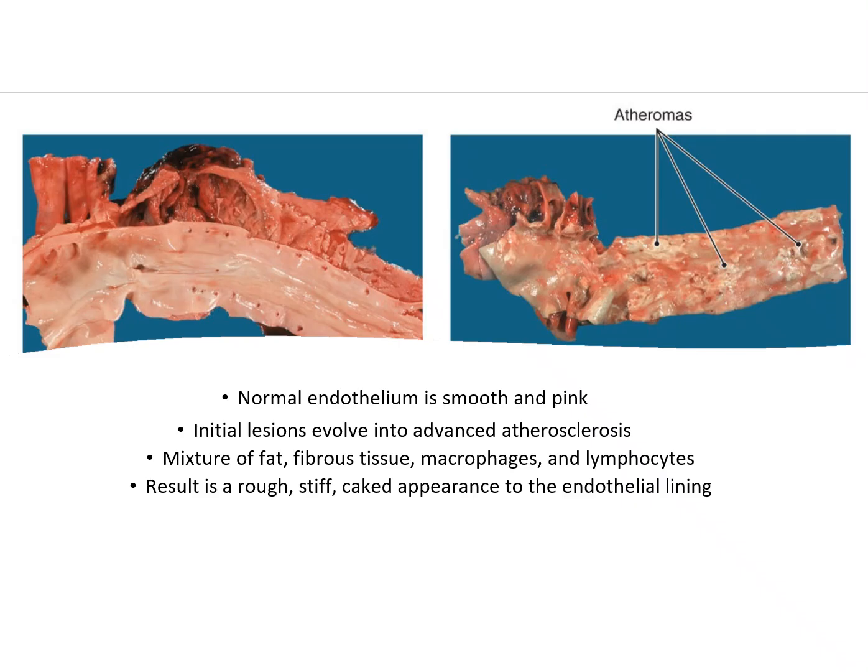From a histotechnology perspective, this gross appearance correlates directly with what we see microscopically, which is thickened intima, inflammatory infiltrates, and fibrous cap formation. So the big picture takeaway is that this slide reinforces an important concept. Atherosclerosis is not just a narrowing problem, it is a surface and structural disease of the vessel wall. Once the endothelium loses its smooth, protective character, the risk of thrombosis, embolization, and ischemic injury increases significantly.